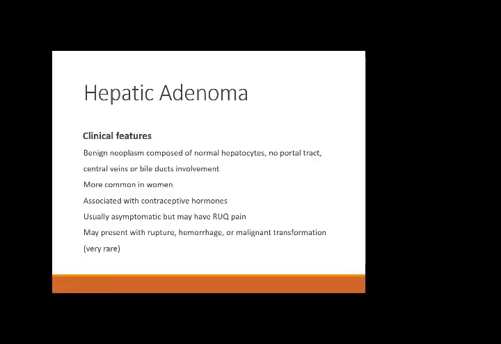The next tumor in the benign category is adenoma. It occurs in both men and women and is associated with hormones. It may be asymptomatic, but patients can have pain, and it can rupture, especially with pregnancy or hormone use, causing bleeding. If it has malignant transformation, it has the potential to be malignant.